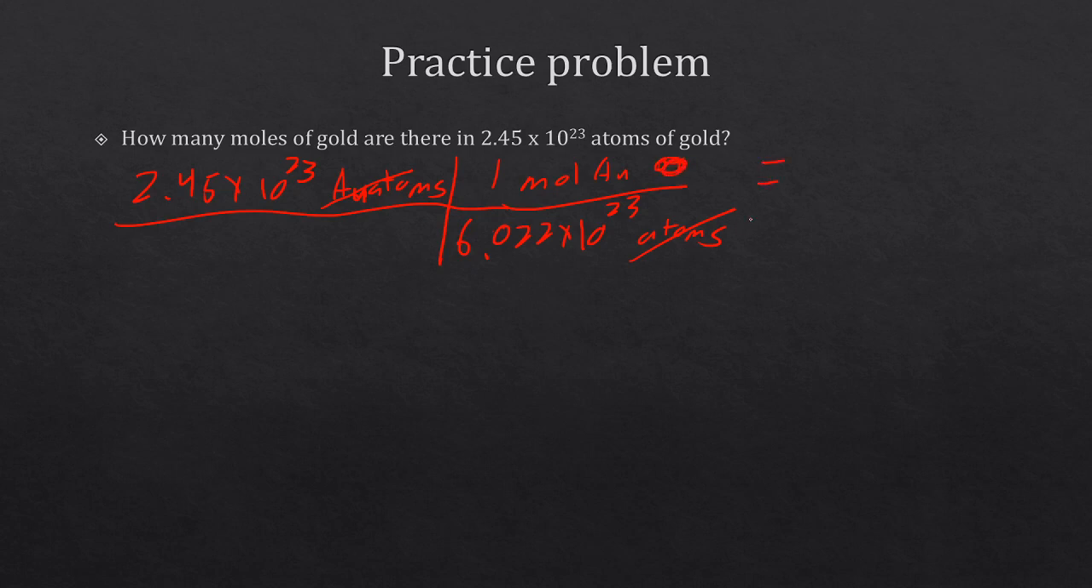I meant to put atoms of gold down here. So we do that, the atoms cancel, we're left with moles, and then we do the multiplication problem. And we have 3 sig figs, so we have 0.407 moles of gold. I don't mean to switch between moles with an E and without, but it's just kind of automatic, something that I've done for a long time.